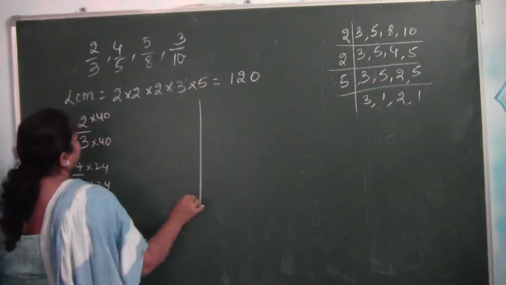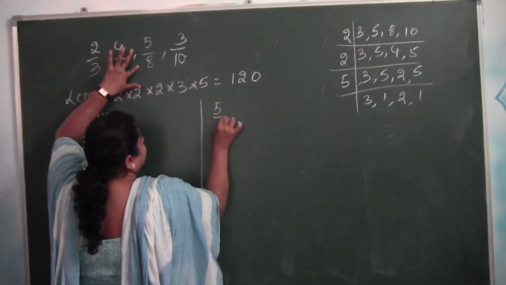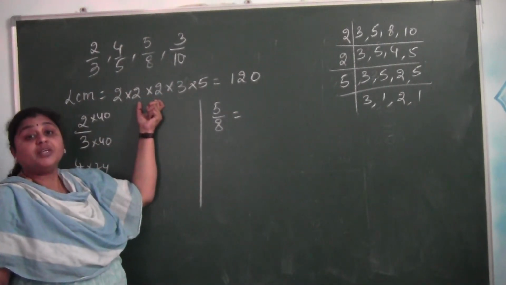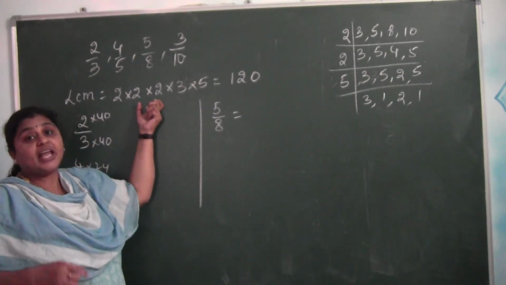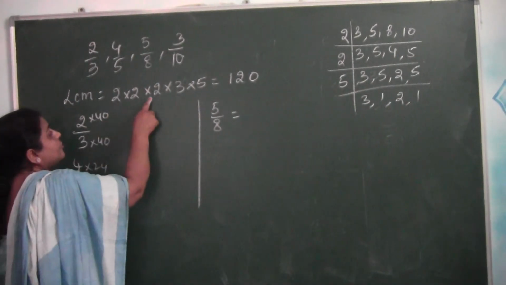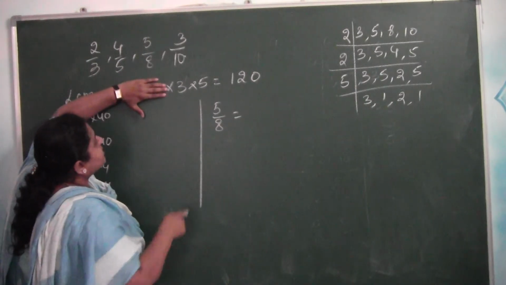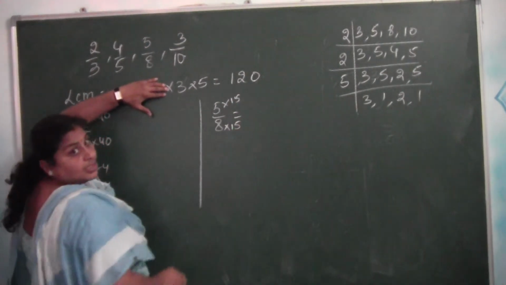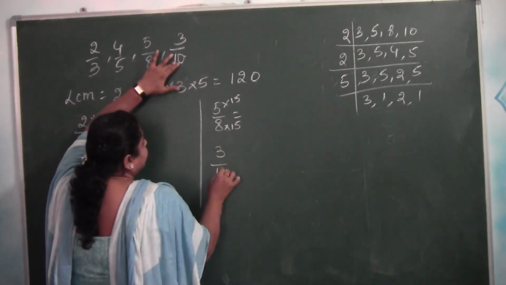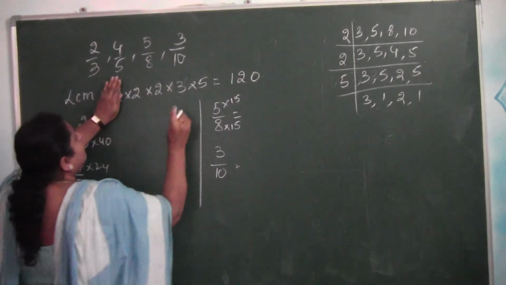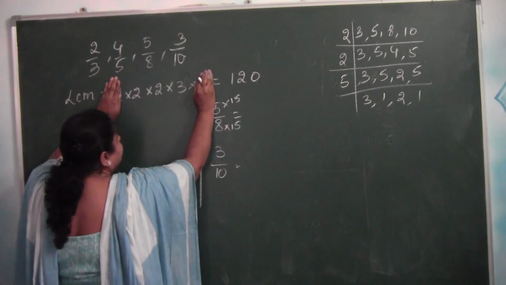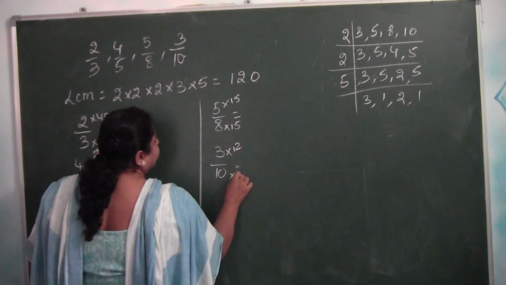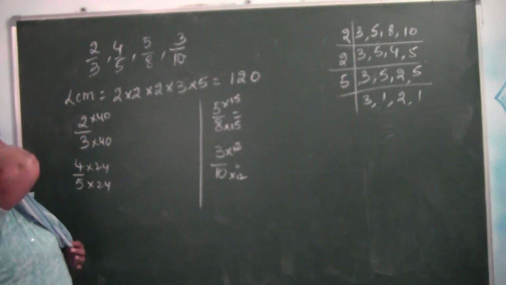Okay, next 5 by 8. Now my denominator is 8, but here I don't have 8. So what do we need to do? We need to check which numbers, if we multiply, we get 8. 2 2s are 4, 2 4s are 8. It means I am closing all of them. 3 5s are 15, so 5 into 15. Got it? Next 3 by 10. Now which two numbers do I have to close? 5 and 2, because 5 2s are 10. The left over are 2 2s are 4, 4 3s are 12, so 3 into 12. Got it children?